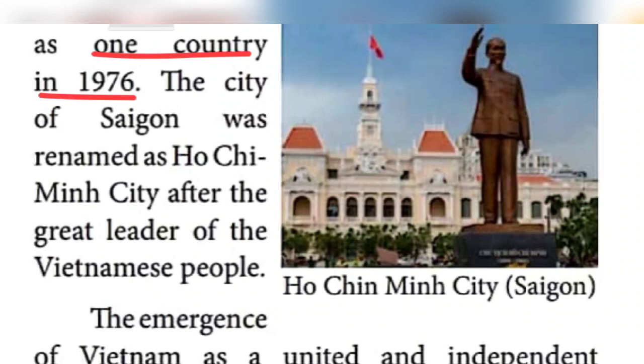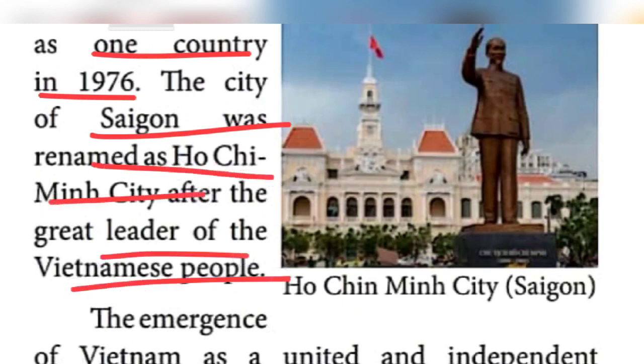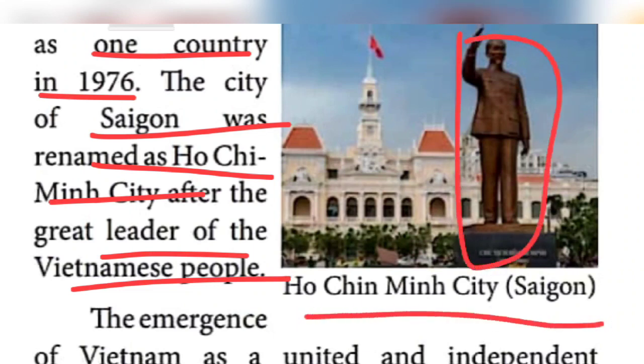Finally, America got a defeat from the hands of the small country Vietnam. In the year 1976 it was united, North Vietnam and South Vietnam as one country. The city of Saigon was renamed, it's very, very important, children, as Ho Chi Minh City after the great leader of the Vietnamese people. Ho Chi Minh's statue is also given here, children.